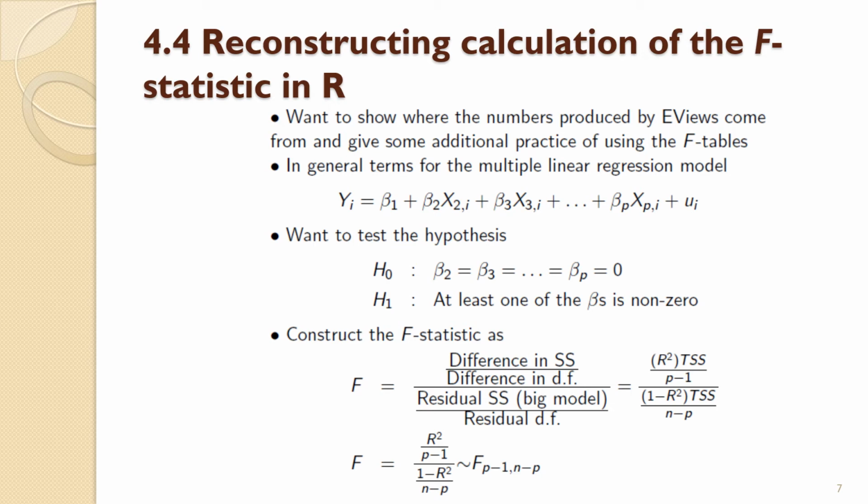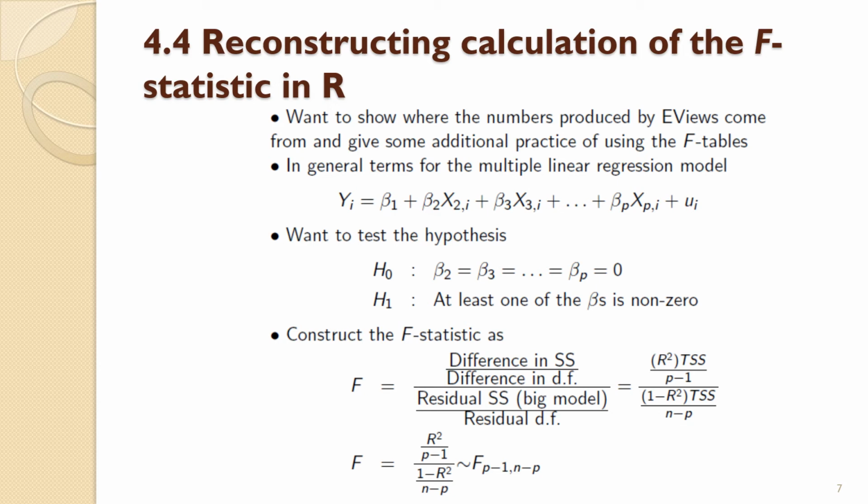So in terms of the general multiple linear regression model, you want to test the null hypothesis that beta 2 equals beta 3 equals all the way up to beta p equals 0. The alternative hypothesis is that at least one of these betas is non-zero. Equivalently, you're assuming in the first instance that none of the x variables have a correlation with y, and the alternative is that at least one of these variables has a relationship with y.